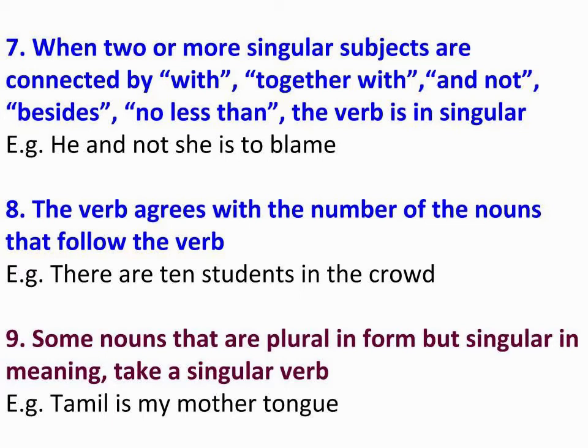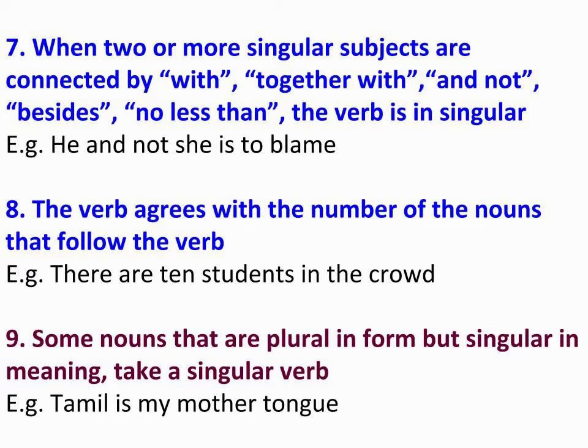Two or more singular subjects connected with, together with, and not — that word has been added here, so keep it in mind. Look at the eighth rule: the verb agrees with the number of the noun that follows the verb. There are 10 students in the crowd. So the verb agrees with the number.